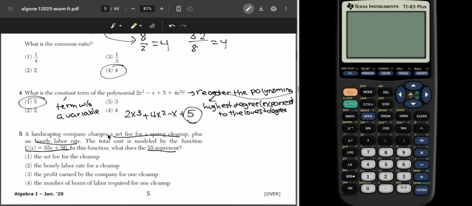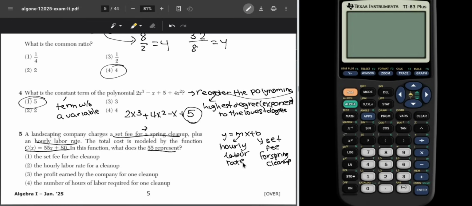So, I know they charge a set fee for a spring cleanup. If I think of my y equals mx plus b form, I know that a set fee is something that doesn't change. So that's going to be my b. So my set fee for the spring cleanup is my b. That does not change. And then it charges an hourly labor rate. So my m is going to be my hourly labor rate.